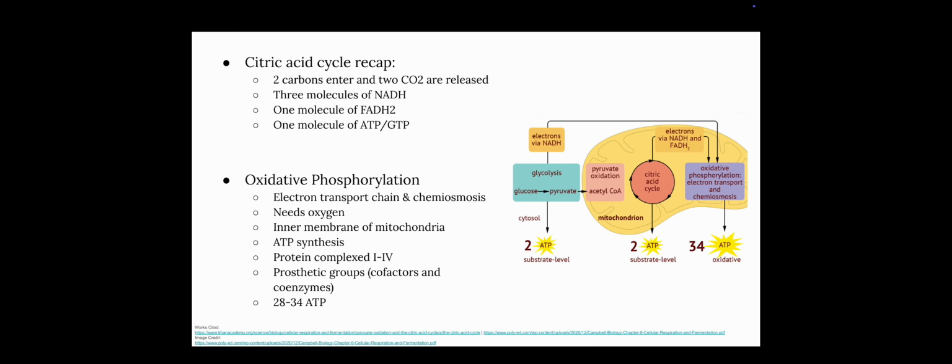We have 3 molecules of NADH, 1 molecule of FADH2, and 1 molecule of GTP or ATP. Again, this cycle occurs 2 times for the 2 glucose molecules, so these products will be doubled by the time the 2nd stage is finished.